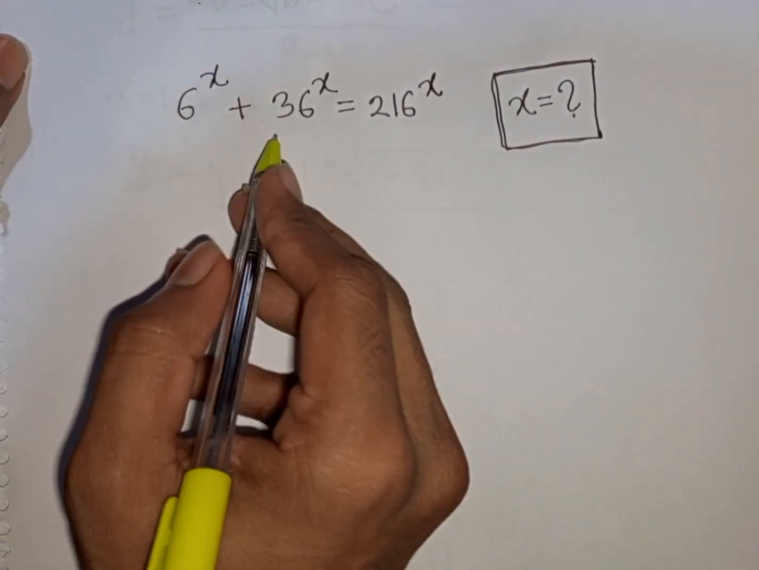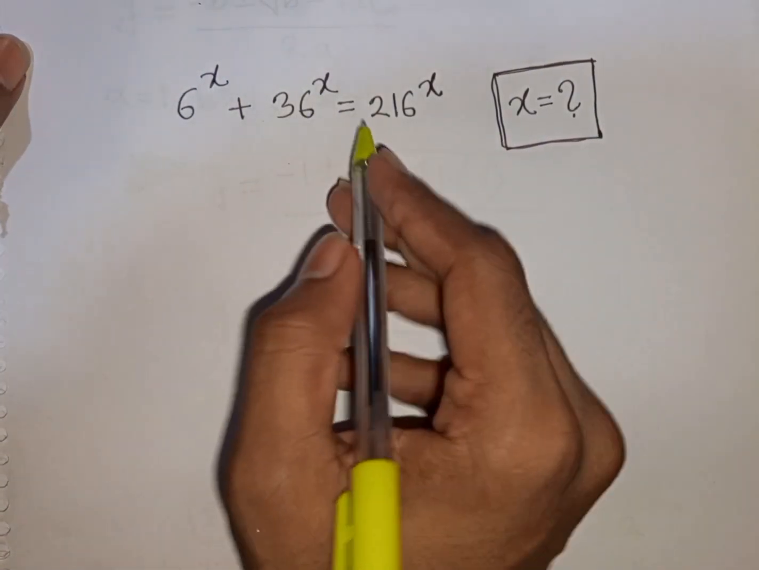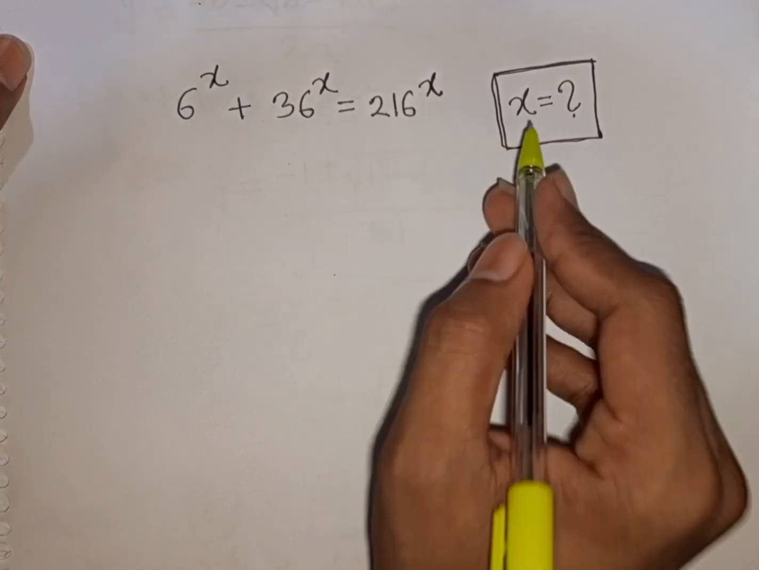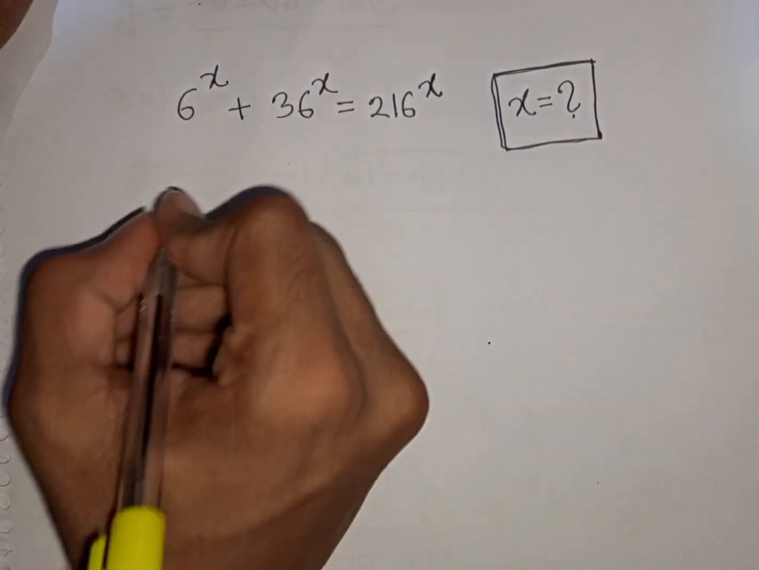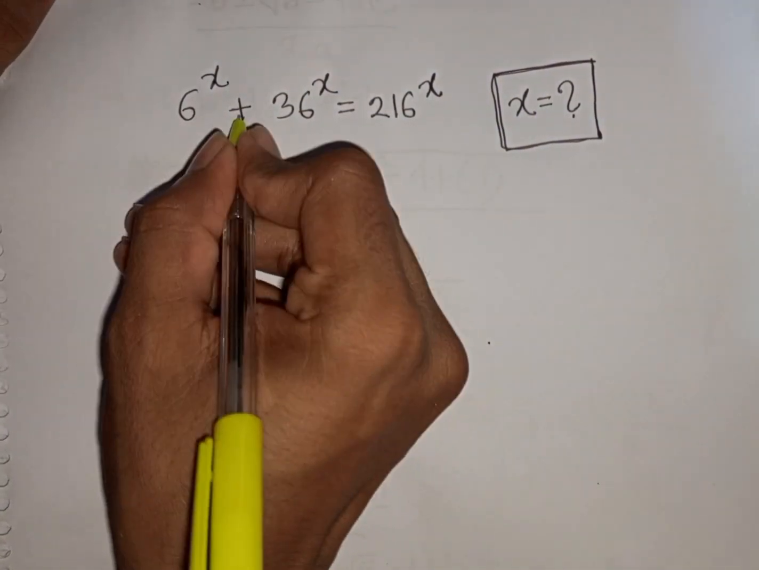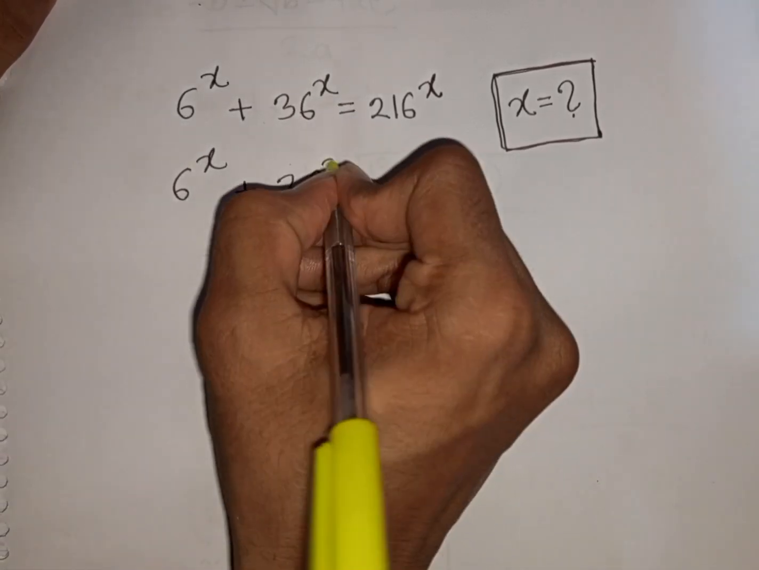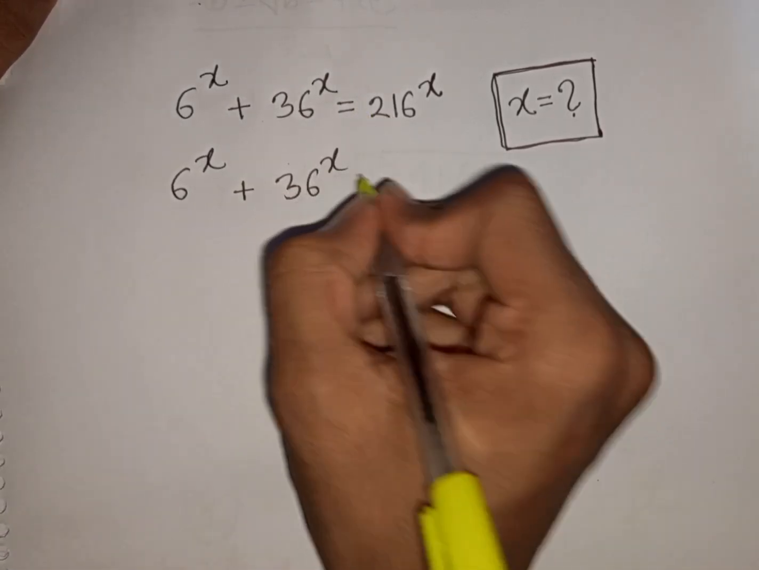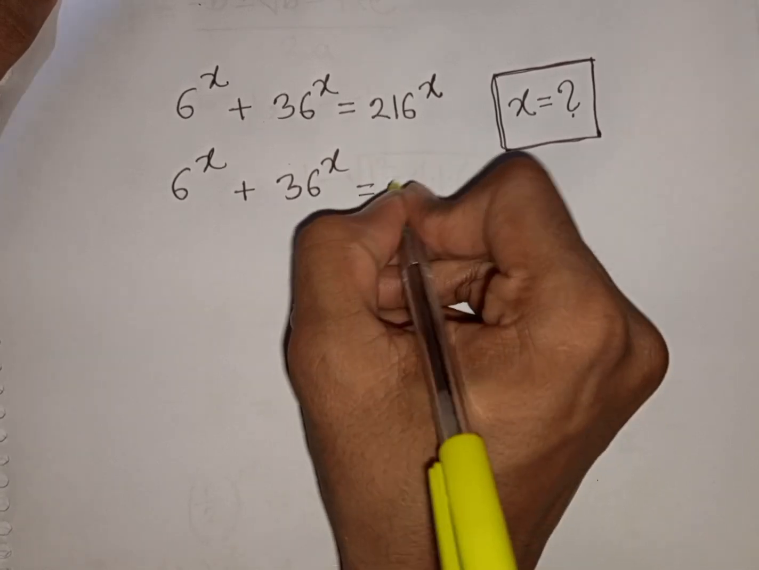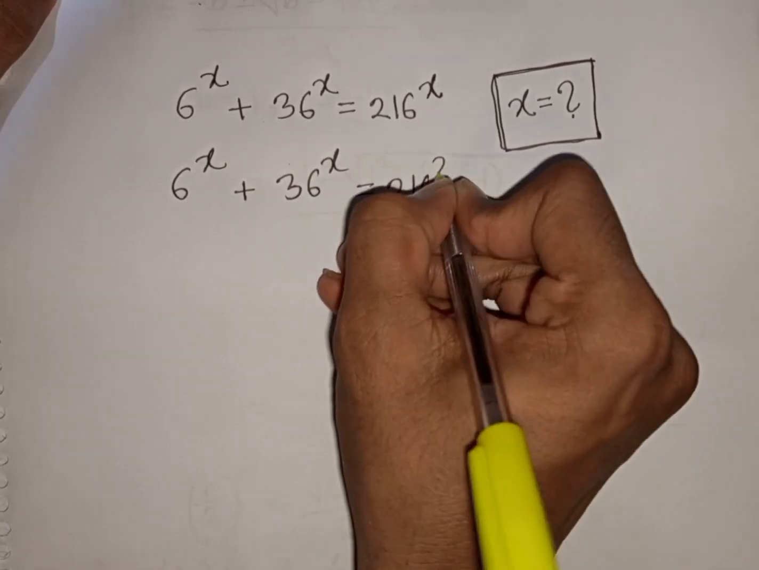6 power x plus 36 power x is equal to 216 power x. Find the value of x. So we have 6 power x plus 36 power x is equal to 216 power x.